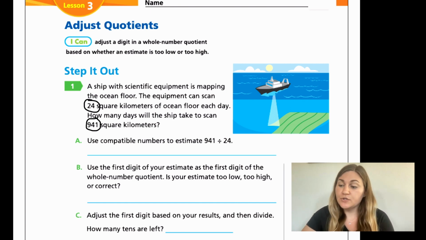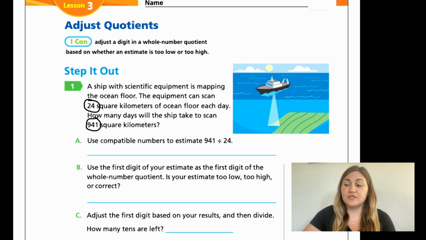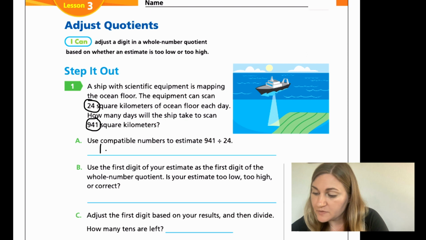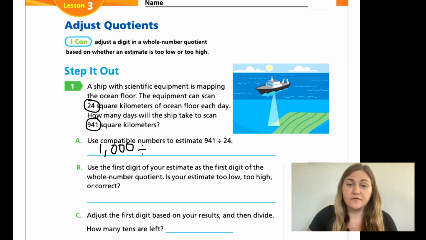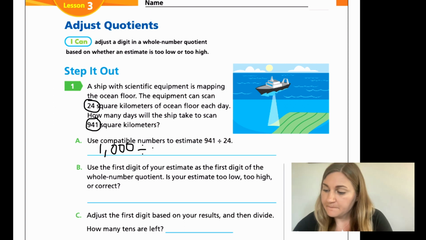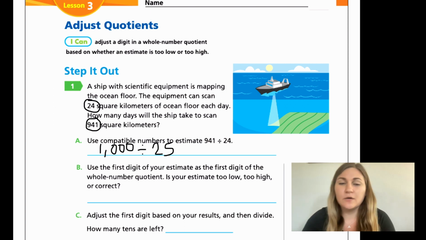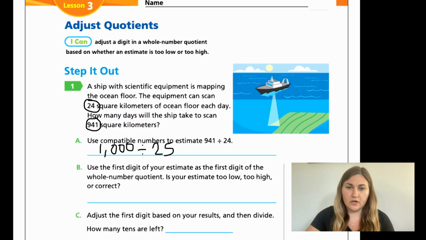Okay, so use compatible numbers to estimate 941 divided by 24. And again, compatible numbers are really just what numbers we can get close to and estimate mentally. So 941 is pretty close to 1,000, which is an easy number to work with. So I'm going to put 1,000. And I'm going to divide by 24. Let's do 25. 25 is easy to work with. I know quarters, 4 quarters in a dollar. I can work with 25.